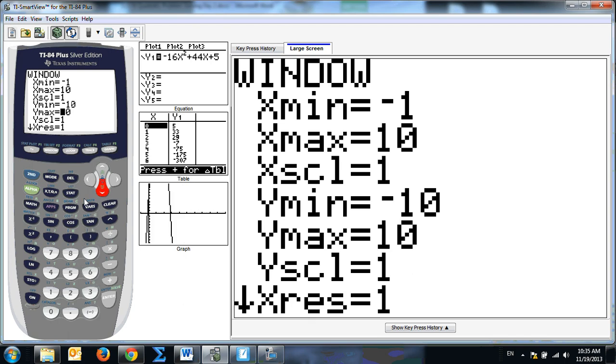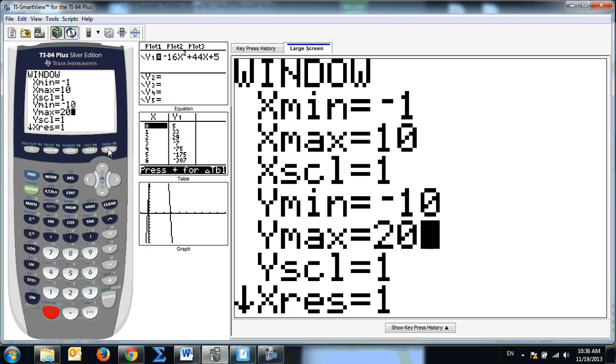There's no rhyme or reason to what you do here. I normally double or triple it to start. You might have to guess and check a couple times. Okay, so I'm going to start with 20. Again, don't change your scales. Don't change any of that. You're only ever going to mess with X min and max and Y min and max.